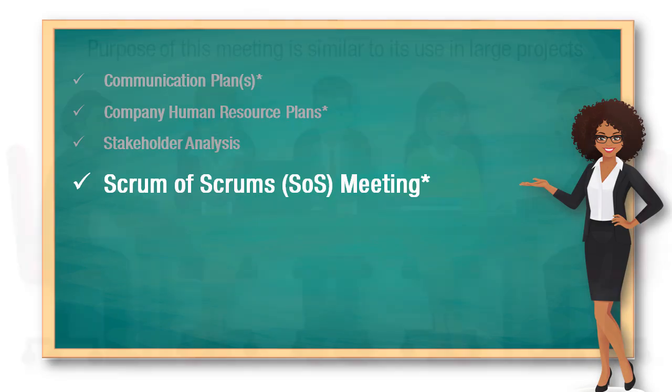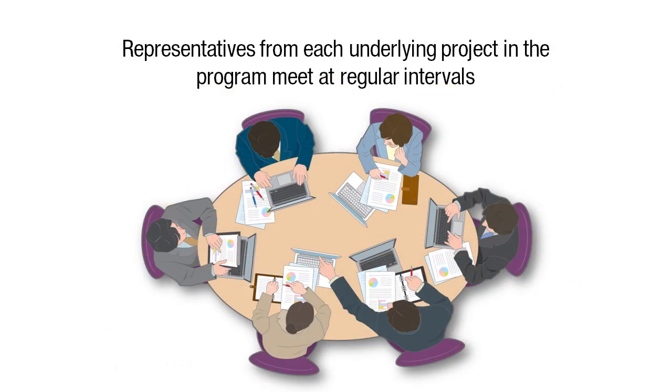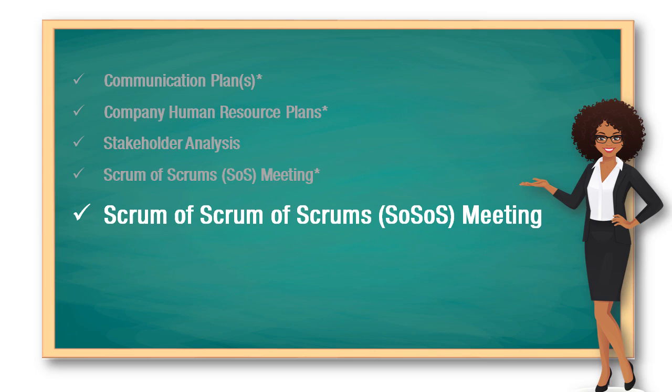Another tool is the Scrum of Scrums meeting. The purpose of the Scrum of Scrums meeting is similar to its use in large projects. At the program level, representatives from each underlying project in the program meet at regular intervals for Scrum of Scrums meetings.